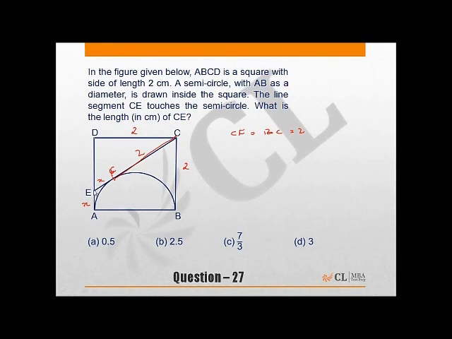Same logic. From E, I have drawn tangents EF and EA to the same semicircle. So, EF equals AE equals X. Since AD is equal to 2, DE should be equal to 2 minus X. So, it's the Pythagoras theorem where you can say 2 square plus 2 minus X whole square should be equal to 2 plus X whole square. Solving this equation, you can get the answer.